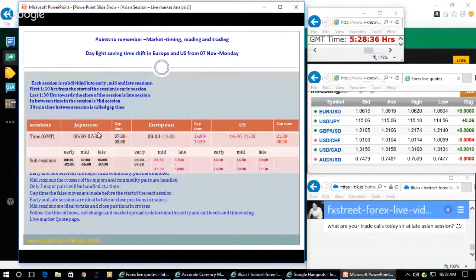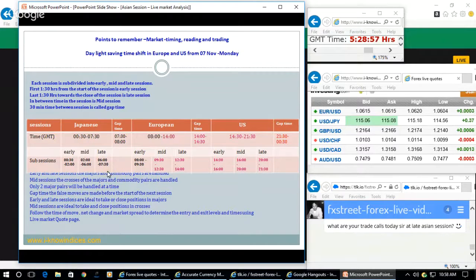Now we are in the Japanese session. The mid Japanese session will get over by 6 GMT. 6 to 7:30 GMT will be the late session. They will make a little more stop and moves during that time, and then they will be active in the case of majors. And then you find the gap time 7:30 to 8 before the start of the European session, and then the European session.